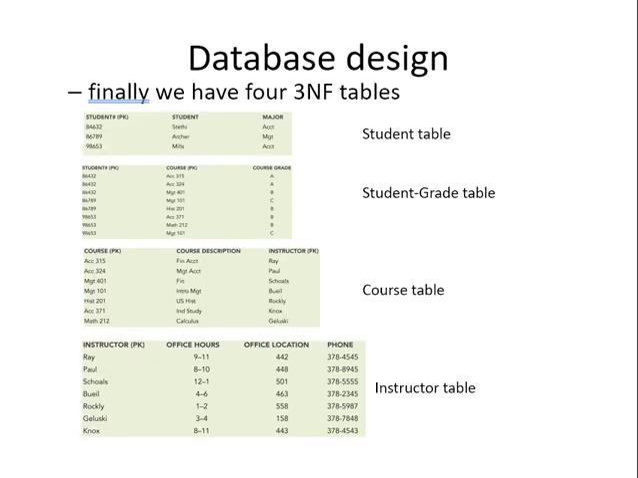So we break the table down into a course table, which has only course number, description, and instructor, and an instructor table with instructor as the primary key, office hour, location, and phone number. Let's check the instructor table. All the attributes, office hour, location, and phone number, describe the primary key. So all four tables are normalized, and we are done.